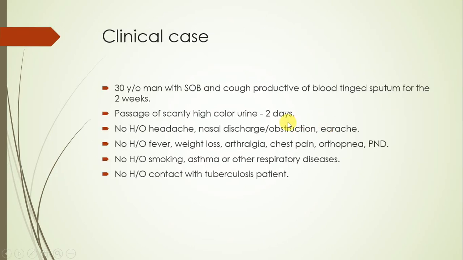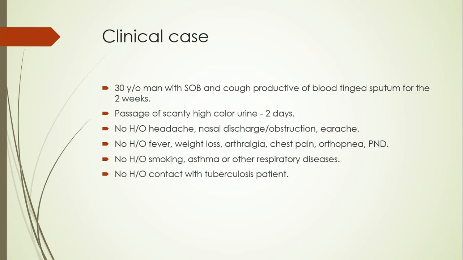This is our case. A 30-year-old man presents with dyspnea and hemoptysis, and this has been present for last 2 weeks. He also complains of passage of small volume of urine and probably has hematuria, and this has been present for last 2 days. So we have symptoms of two systems, a pulmonary symptom and renal symptoms. So they might be isolated or they might be related.